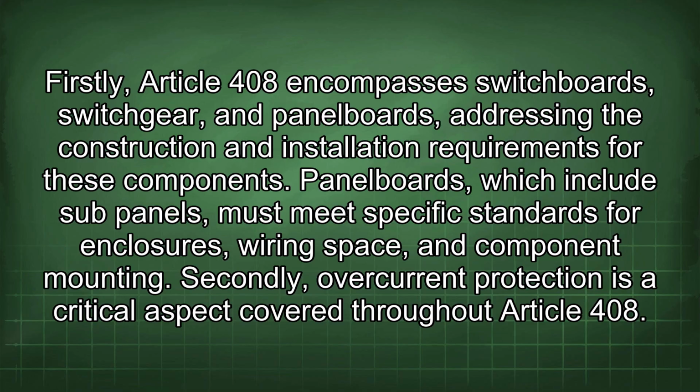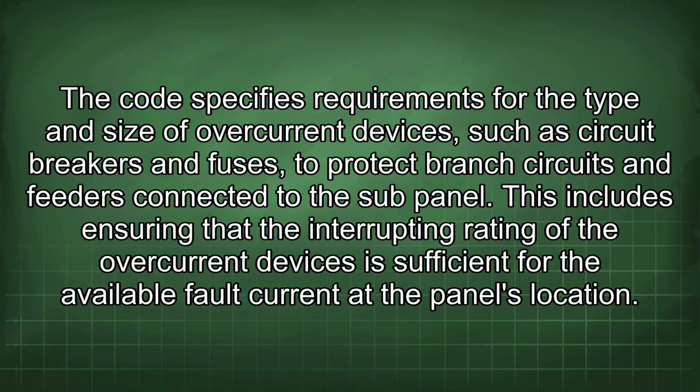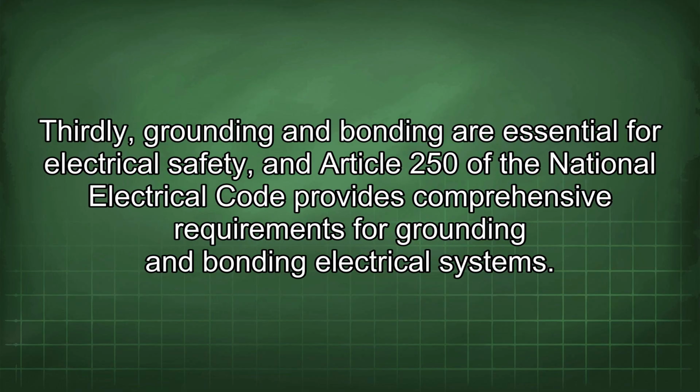Secondly, overcurrent protection is a critical aspect covered throughout Article 408. The code specifies requirements for the type and size of overcurrent devices, such as circuit breakers and fuses, to protect branch circuits and feeders connected to the subpanel. This includes ensuring that the interrupting rating of the overcurrent devices is sufficient for the available fault current at the panel's location.